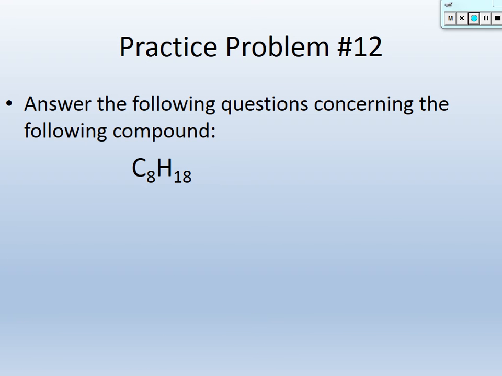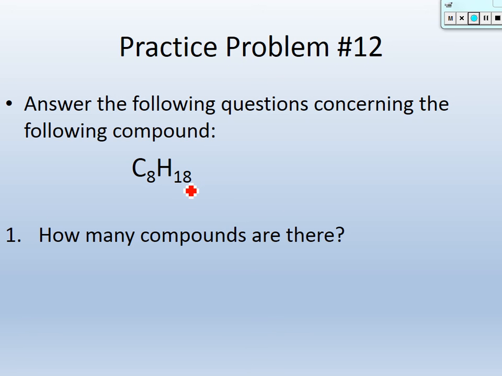Okay, practice problem number 12. It gives us this molecule here, C8H18, and it's got some questions for us. How many compounds are here? The compounds, again, is given out front. How many is there? 1. If there's nothing written, it's an implied 1.